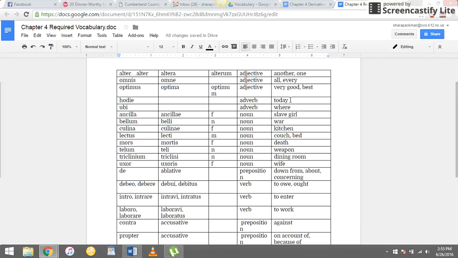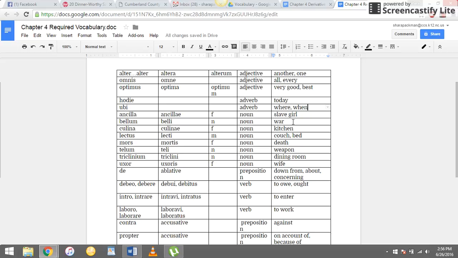Hodie is an adverb. It means today. Ubi is also an adverb. It means where, but it can also mean when. Now, how do you know the difference? Well, if you have a sentence with ubi, try both. Whichever one makes the most sense is the one that's probably right. Then we have ancilla, which is a slave girl.